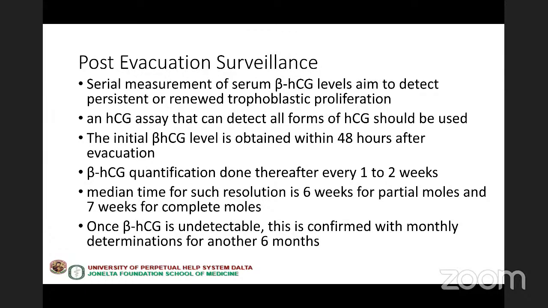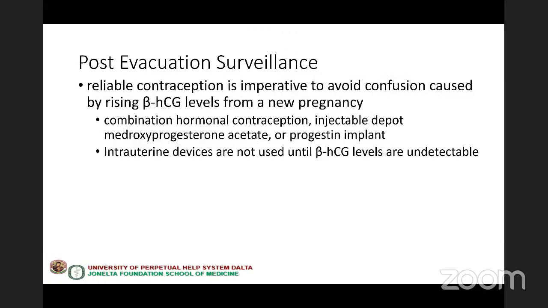Okay. So the initial level is obtained within 48 hours, then thereafter every 1 to 2 weeks. Usually it resolves within 6 weeks for partial moles and 7 weeks for complete moles. Once it's undetectable, you monitor monthly for another 6 months. Okay. Reliable contraception is imperative so that you do not confuse your beta HCG levels with a new pregnancy.